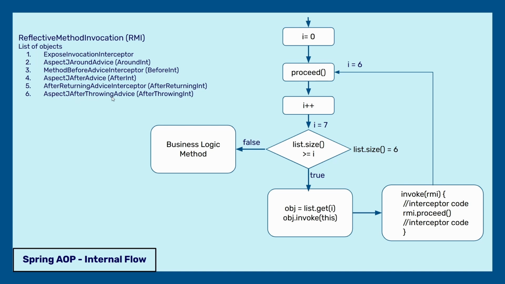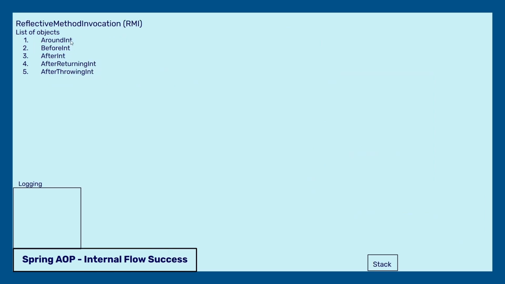AspectJAfterThrowingAdvice is going to call our after throwing advice. And let's call this after throwing int. We are just trying to rename them so that it will be easier to understand in our next steps. So here we are using the renames of the list of objects, all 5 objects.